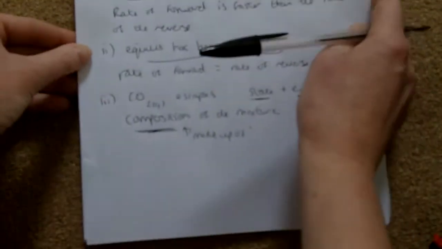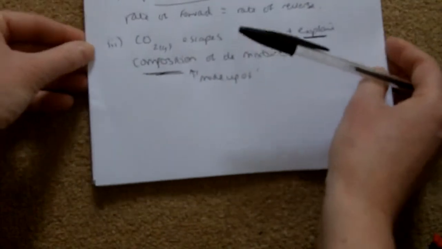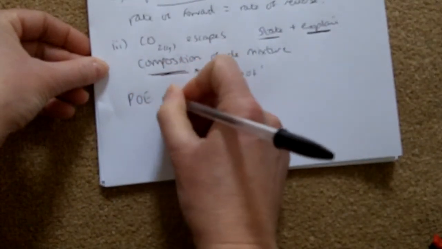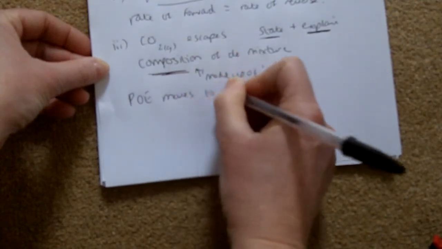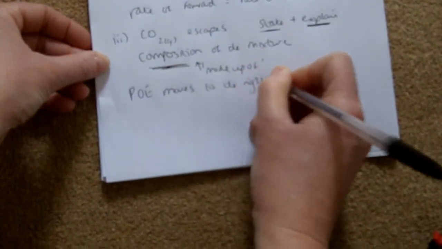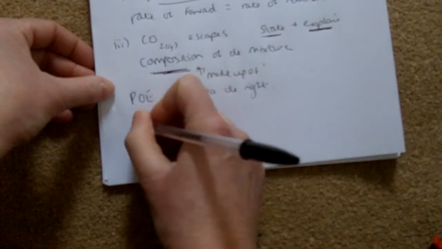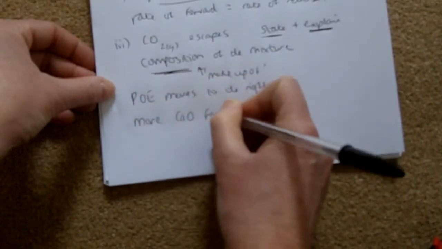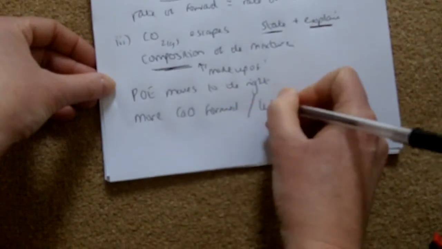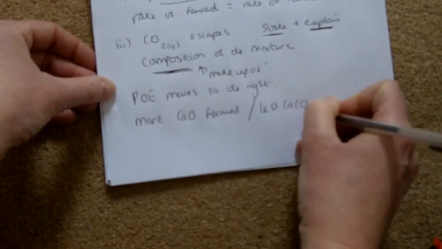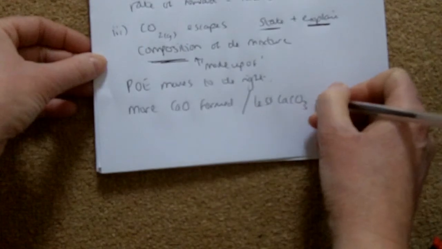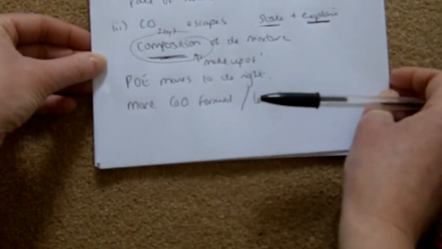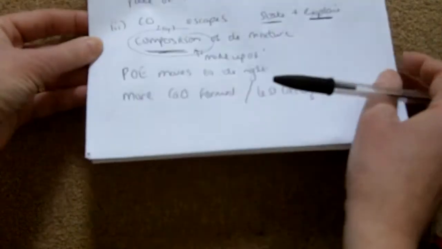So the answer is, if you allow the carbon dioxide to escape, the position of equilibrium will move to the right, to restore the equilibrium, and that will mean that you're going to have more calcium oxide formed. Or you could say less calcium carbonate in the mixture. But you've got to mention the composition of the mixture. What is it made up of?